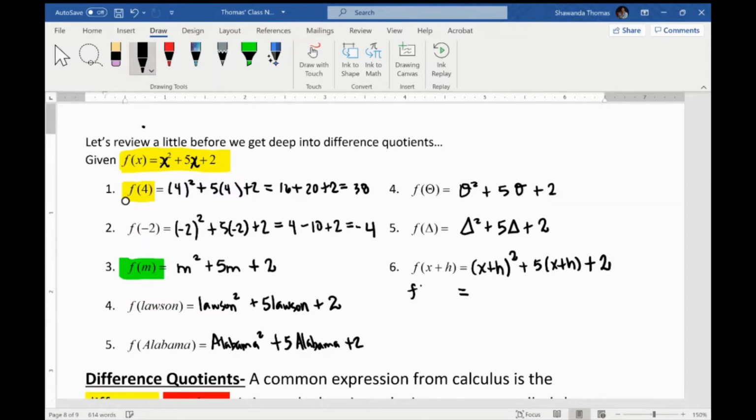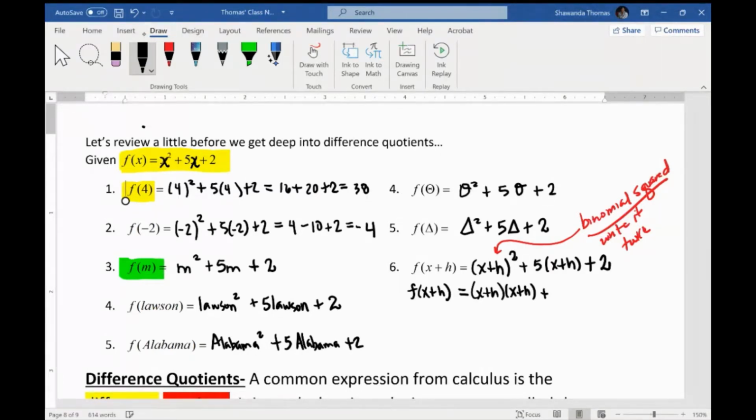So f of x plus h equals, what does x plus h squared mean? You have to write it twice. Very nice. It's a binomial, so anytime you have a binomial squared, write it twice. All right, so that's x plus h times x plus h.